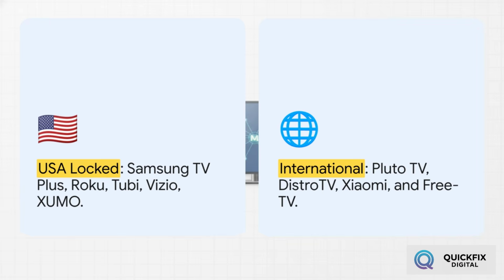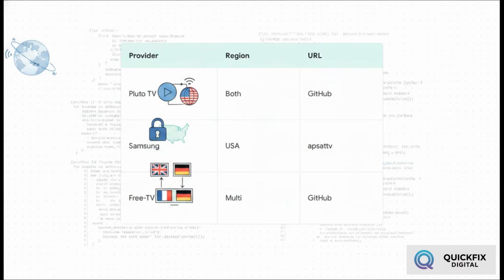Now contrast that with the ultra-flexible international options. You've got Pluto TV's international feed, Distro TV, Xiaomi, Free TV, IPTV.org, Rakuten, and Vidaa. It just beautifully illustrates how incredibly diverse this whole ecosystem is, no matter where in the world you happen to live. Let's drill into the data a bit more.